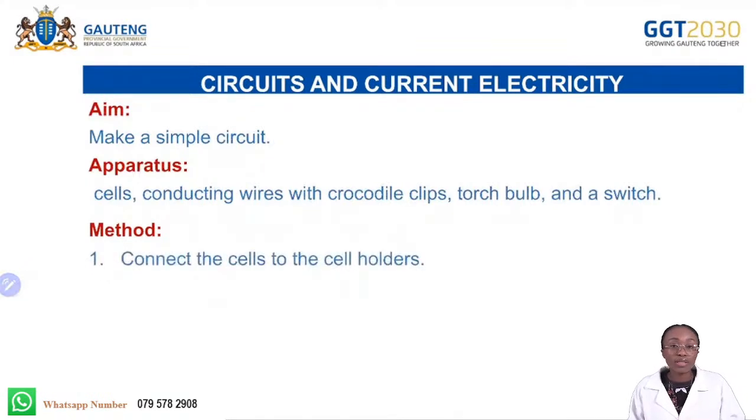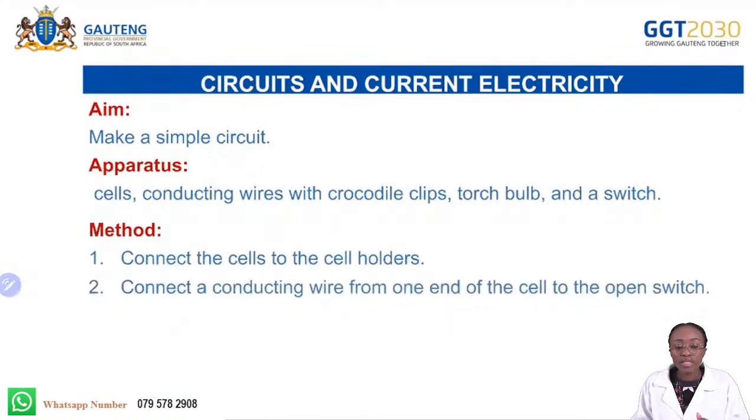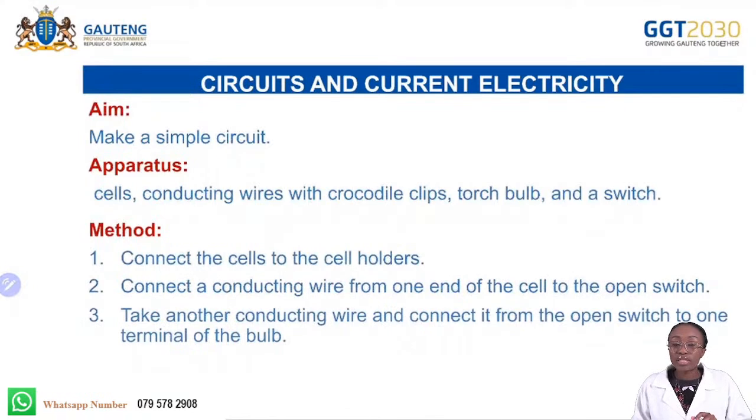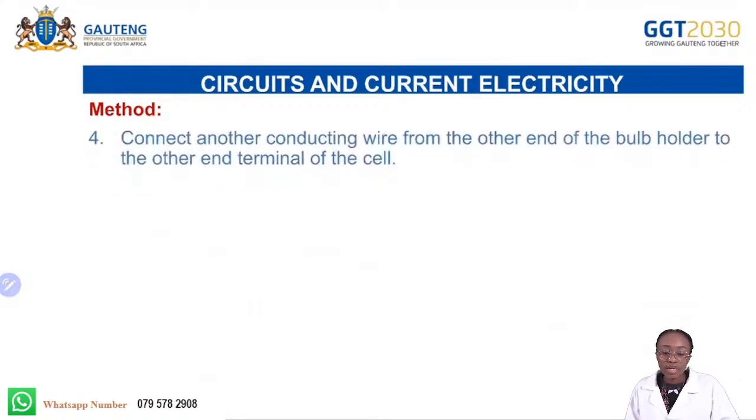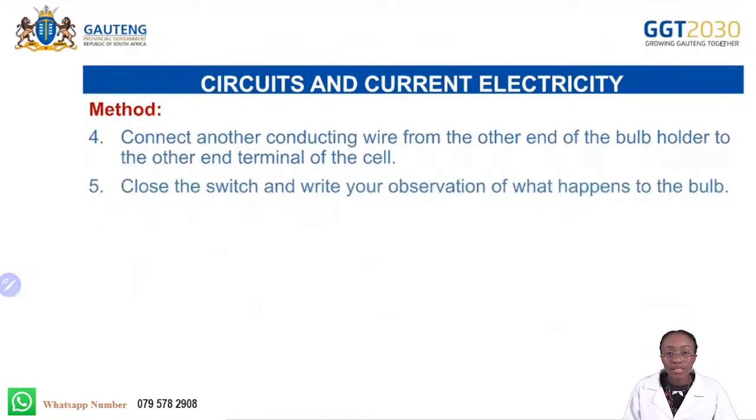First step, you need to connect the cells to the cell holders. So our circuit board has cell holders, so that's where we're going to connect our cells. And then second step, we're going to connect a conducting wire from one end of the cell to one end of the open switch. So remember, our simple circuit has a switch. And then next we're going to take another conducting wire and connect it from the open switch to another terminal of the bulb. Then the fourth step, we're going to connect another conducting wire from one end of the bulb holder to the other terminal of the cell.